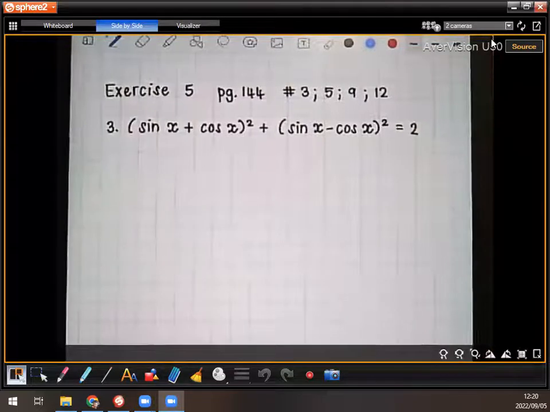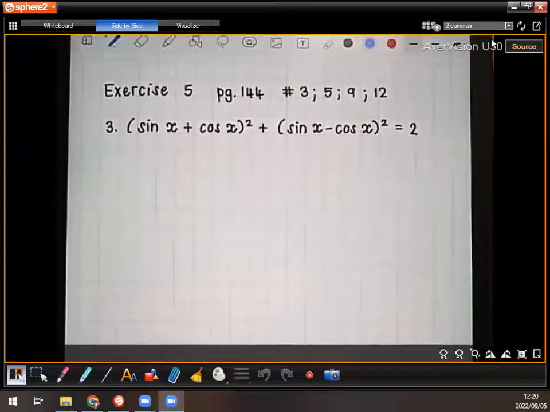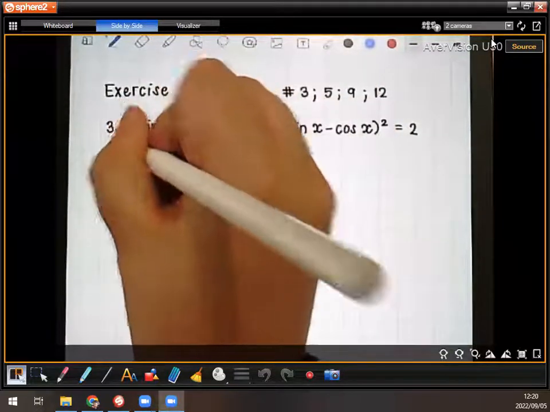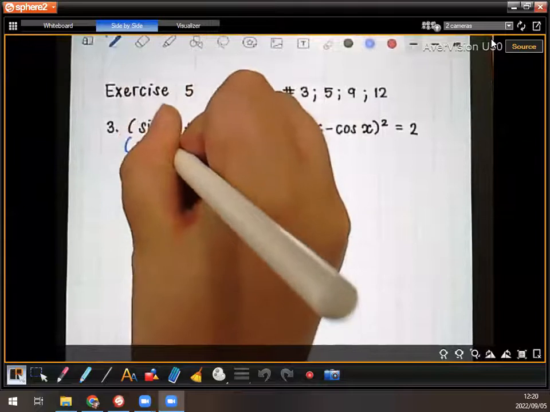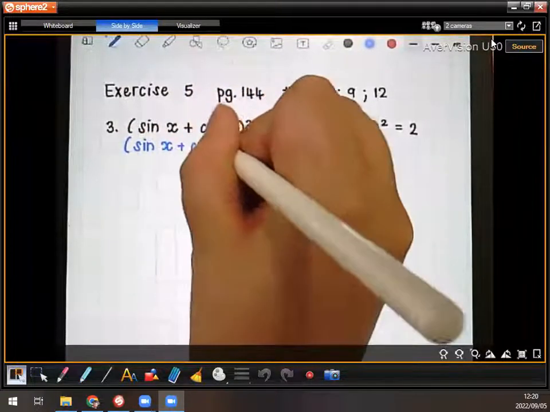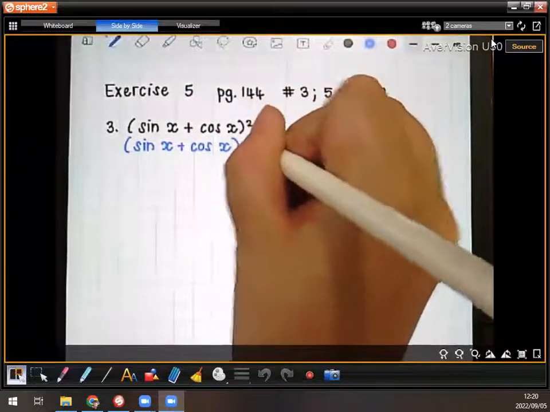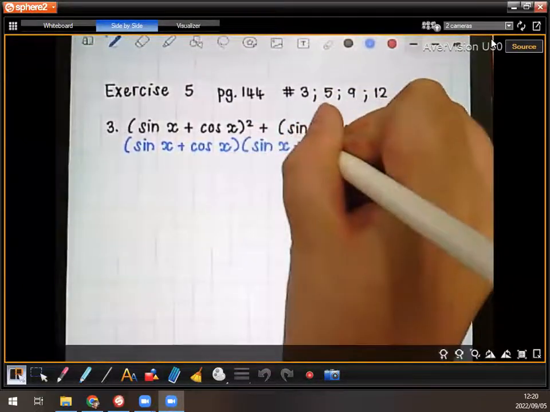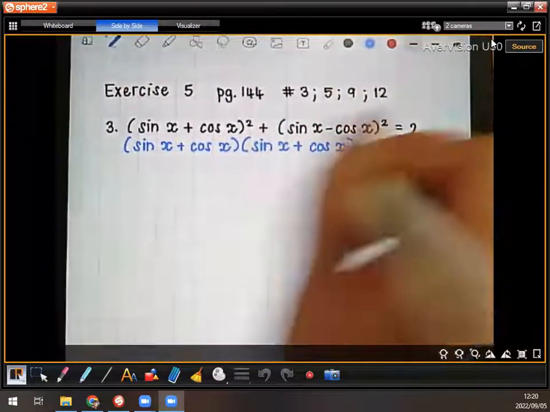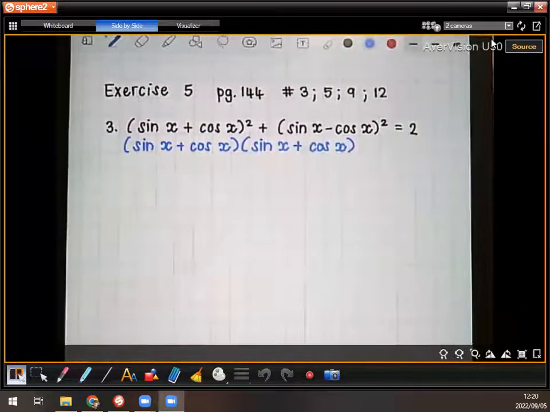Okay, so that is the first one, guys. Just as a hint, what you're going to have to do for that one, you can't use any of those identities that we wrote down at the moment. What you're going to have to do is FOIL out the first bracket and FOIL out the second bracket and see what happens, right? Because sin x plus cos x squared is the same as sin x plus cos x times itself. Right? And then you can FOIL out.